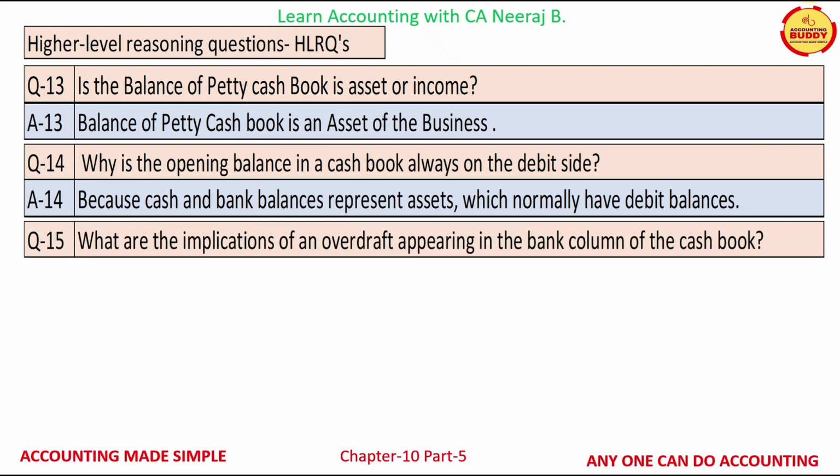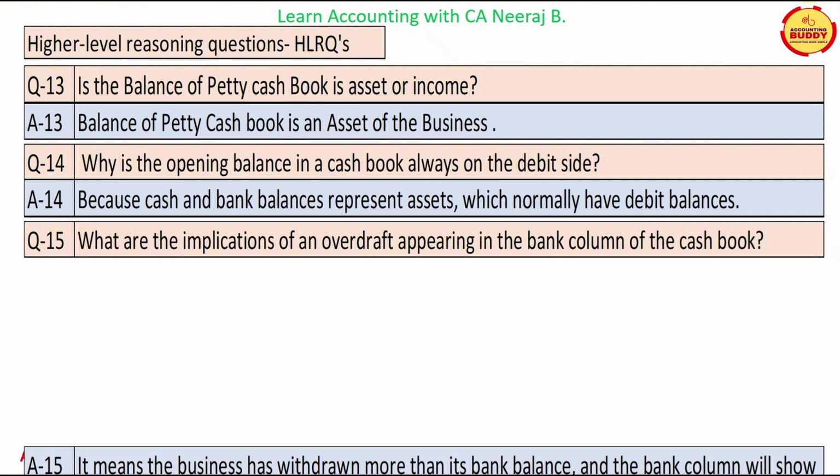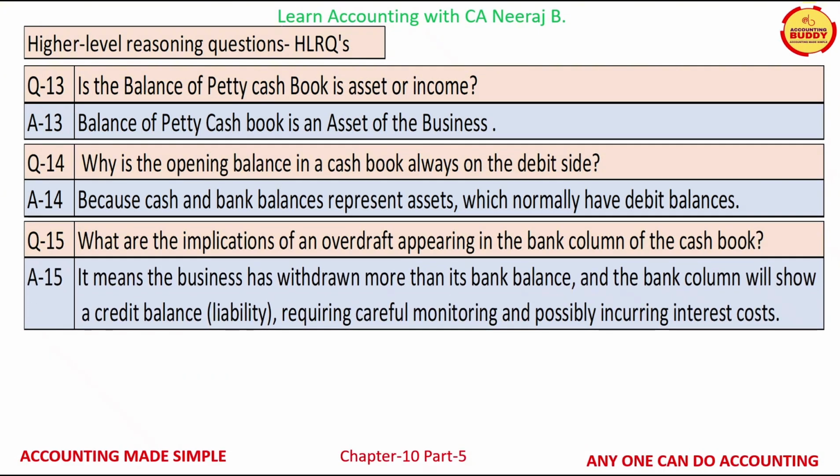Question number 15. What are the implications of an overdraft appearing in the bank column of the cash book? And the answer is it means the business has withdrawn more than its bank balance, and the bank column will show a credit balance, which is the liability of the business, requiring careful monitoring and possible incurring interest costs.